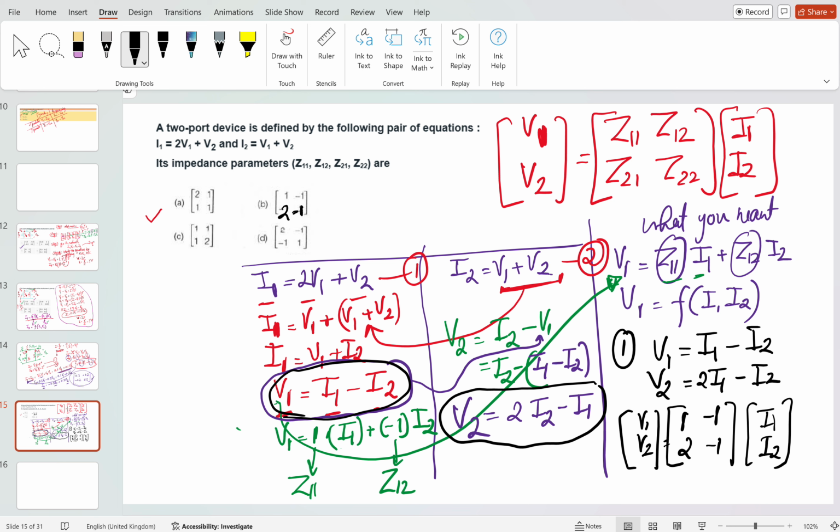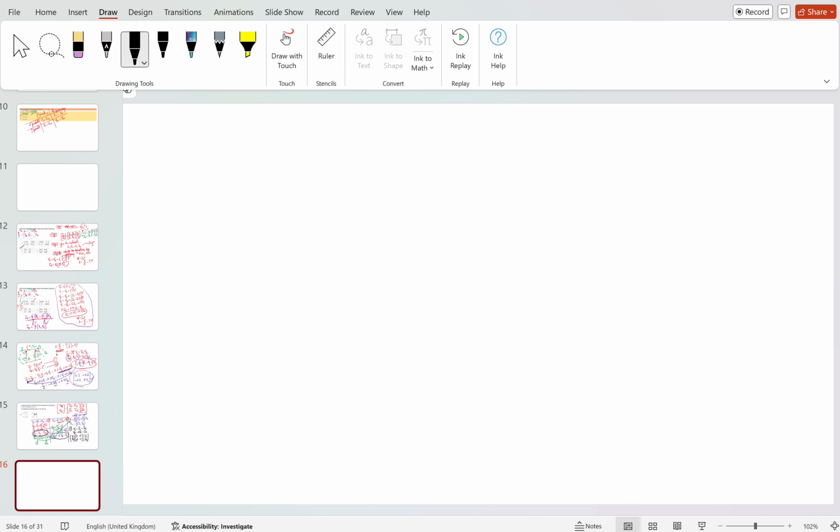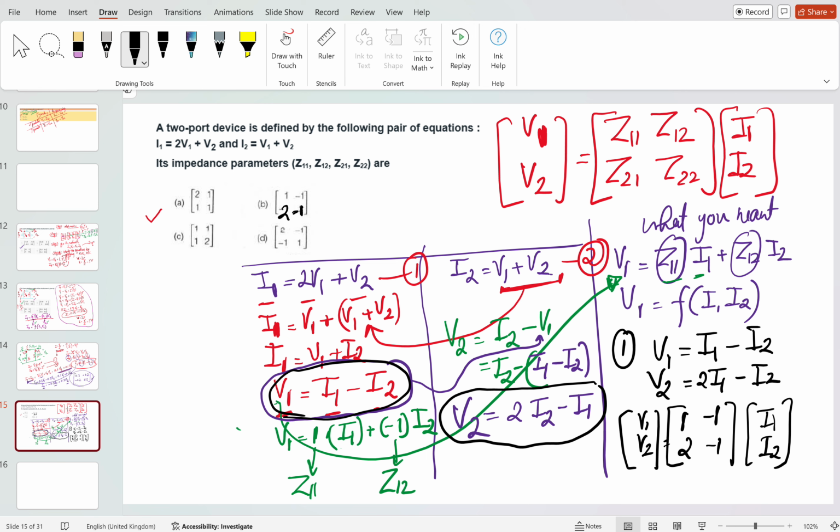Sir, shall we try V1 by I1 equal to Z11 with I2 equal to 0? So in that method, shall we try, sir? While trying this method, I got a different answer. That's why I'm asking, sir. Okay. Maybe some mistake could happen while solving.